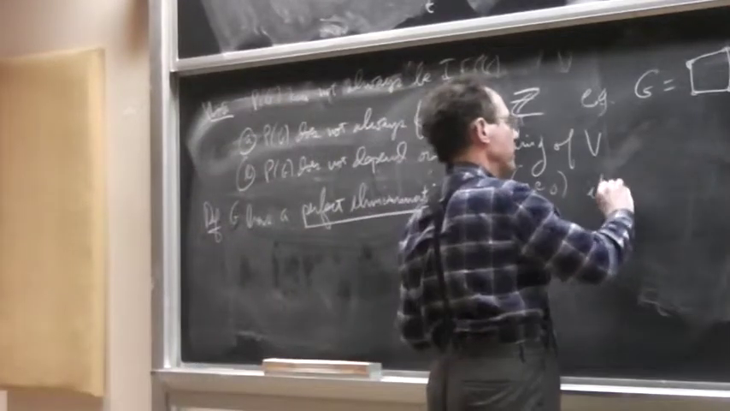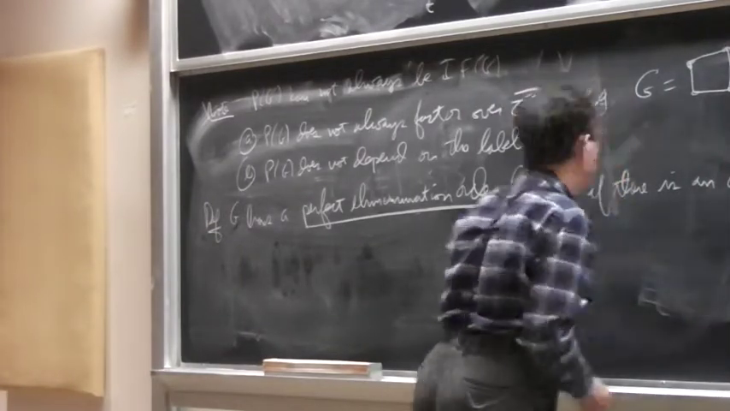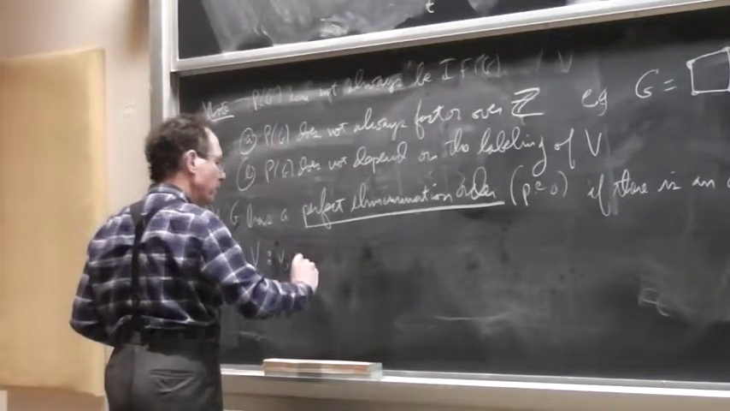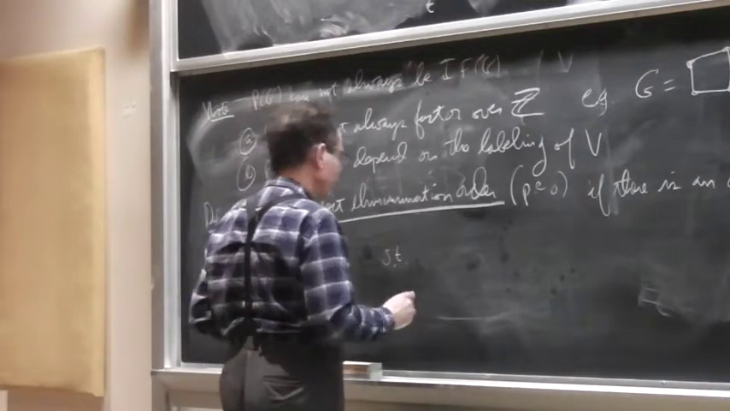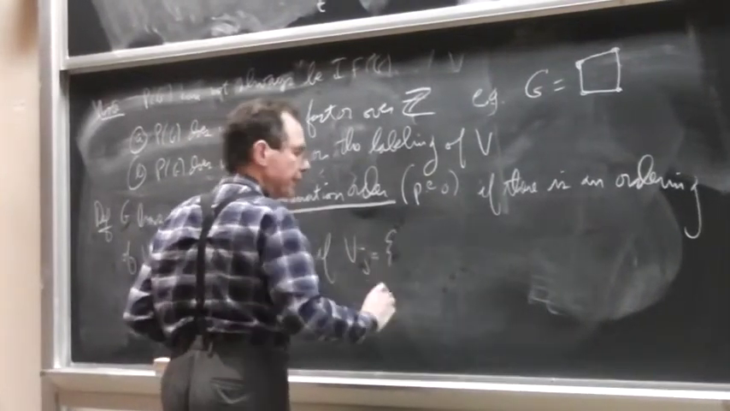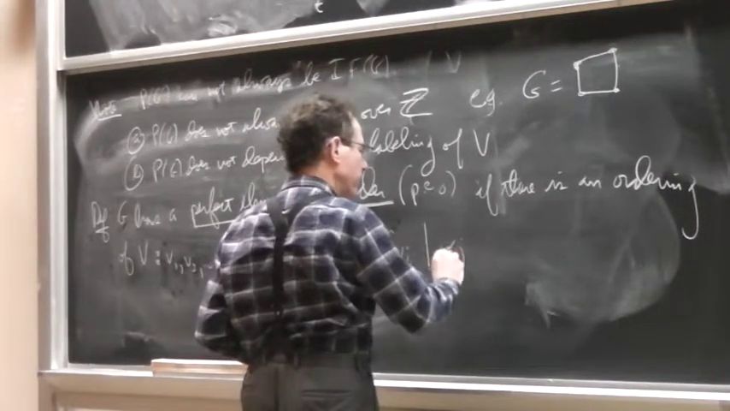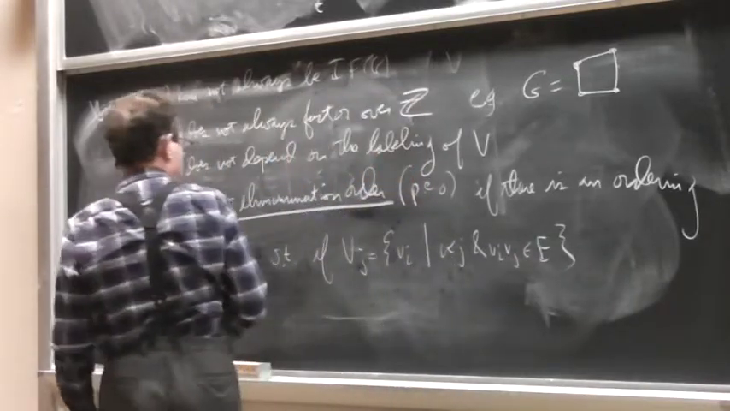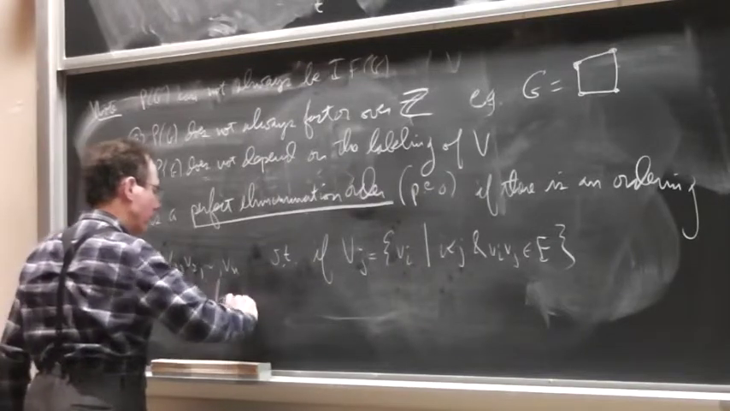If there is an ordering of the vertex set, say V1, V2, up through Vn, with the following property: if we let Vj be the set of all Vi such that i is smaller than j and ViVj is an edge, then that is a clique for all j.